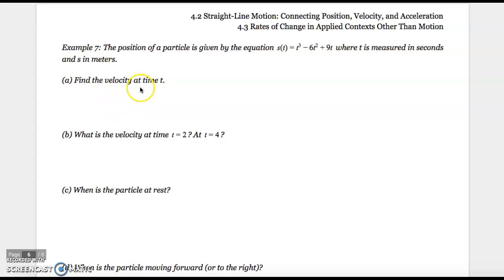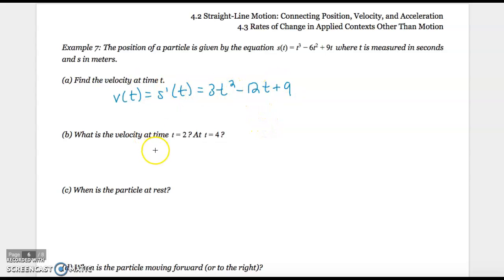All right, let's do some more practice with position, velocity, and acceleration. The position of a particle is given by this equation where t is measured in seconds and s in meters. Find the velocity at time t. We're just going to find our velocity function first, which is the first derivative of position. So we get 3t squared minus 12t plus 9. There we go. That's your velocity function at time t.